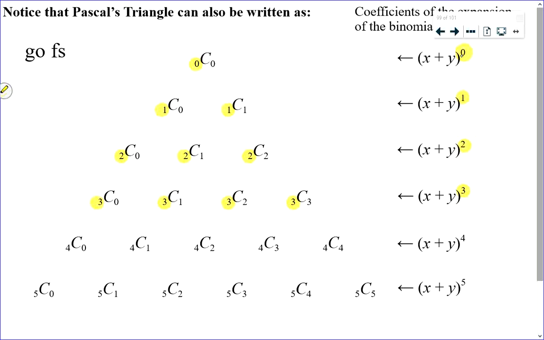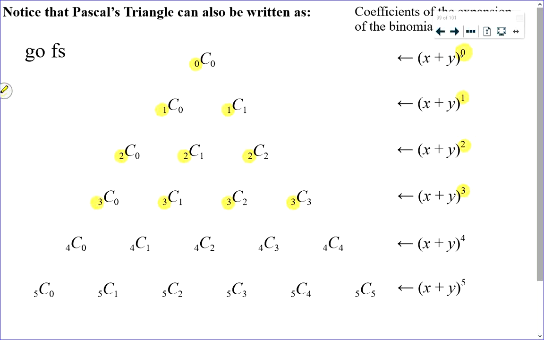Why is this a nice thing? Because I don't have to look at Pascal's triangle anymore. If I want to expand x plus y to the 7, I'm going to use for coefficients 7 choose 0, 7 choose 1, 7 choose 2, all the way up to 7 choose 7. And I'm going to get 8 numbers. You can count these on your fingers. 7 choose 0, choose 1, choose 2, choose 3, choose 4, choose 5, choose 6, choose 7. I've just counted off 8 numbers on my hands.